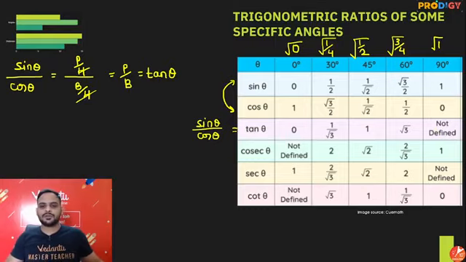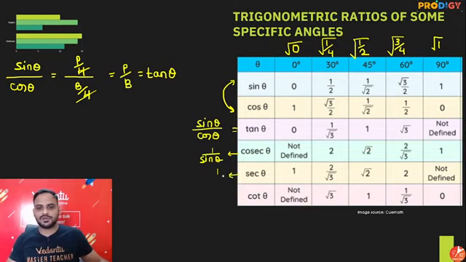Now beta, look, cosec, sec and cot you can easily get by doing the reciprocal. Here cosec theta you can get by doing reciprocal of sin theta's values. 0's reciprocal is 1 by 0. Division by 0 not allowed, so not defined. 1 by root 2's reciprocal is root 2. Root 3 by 2 is 2 by root 3. 1's reciprocal is 1 only.